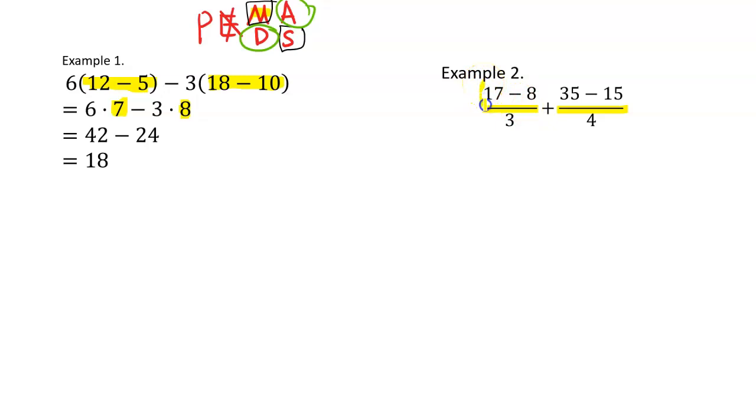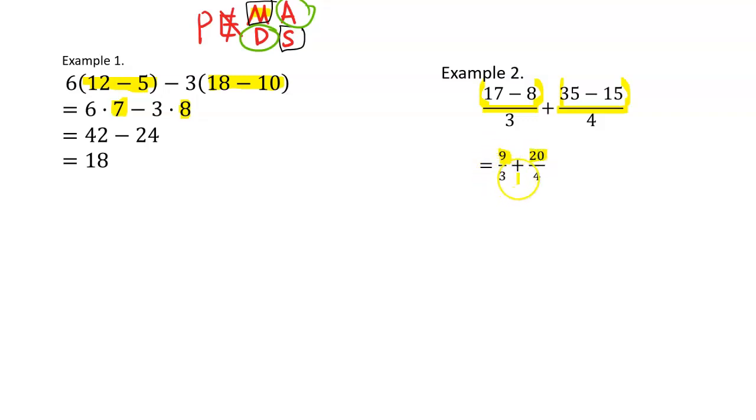Although the rule says division should go before subtraction, this division symbol is treated differently, because again it separates top and bottom. So we think of the tops as being inside a pair of parentheses. We do 17 minus 8, which gives us 9, and 35 minus 15, which gives us 20. We can do both of them in the same step. If you want to slow down and work out 9 in the first step and 20 in the second step, you can do that.